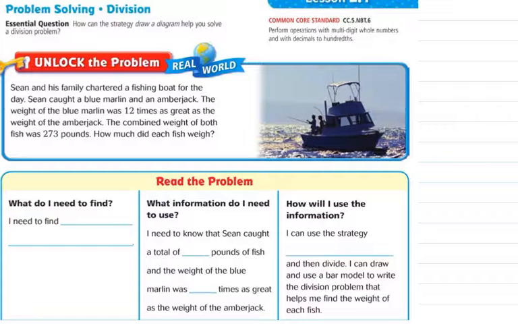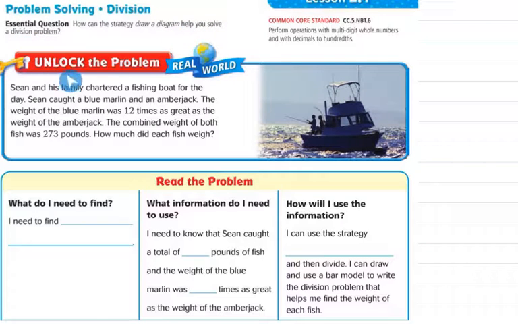Students, in lesson 2.9, we are going to work on problem-solving division. So our essential question is going to lead us to our purpose for learning, which we want to be able to do by the end of this lesson. Our essential question today is, how can the strategy draw a diagram help me solve a division problem?